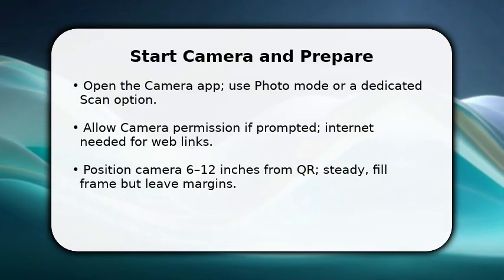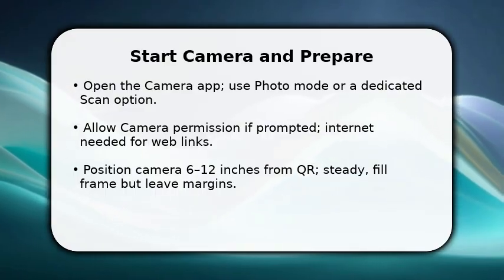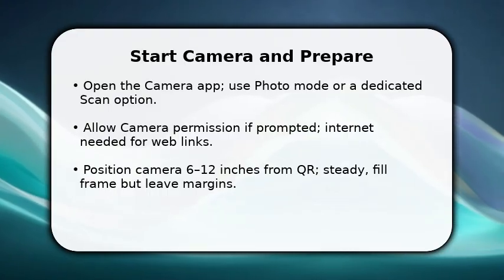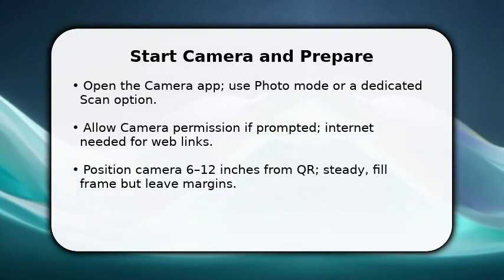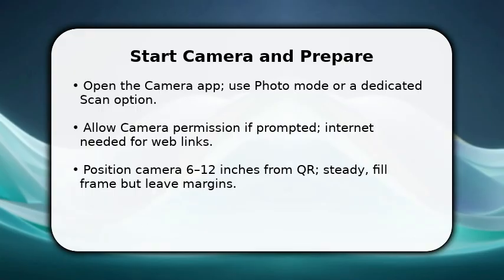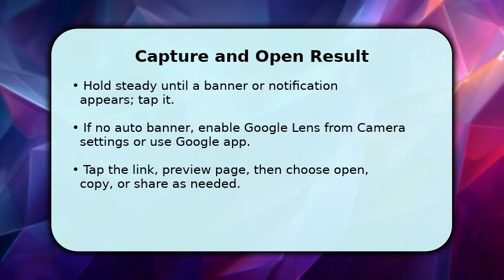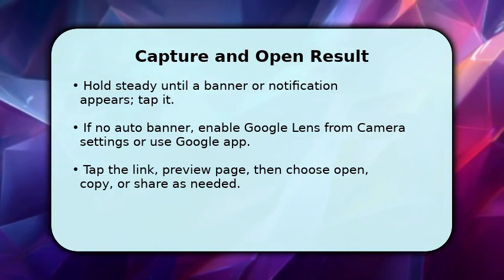Once done, position the phone 6 to 12 inches from the QR and fill the frame without touching the screen, because steady focus helps the sensor read the pattern quickly. You'll see a small banner, notification, or lens icon once the camera recognizes the QR. Tap that immediately to view the result.